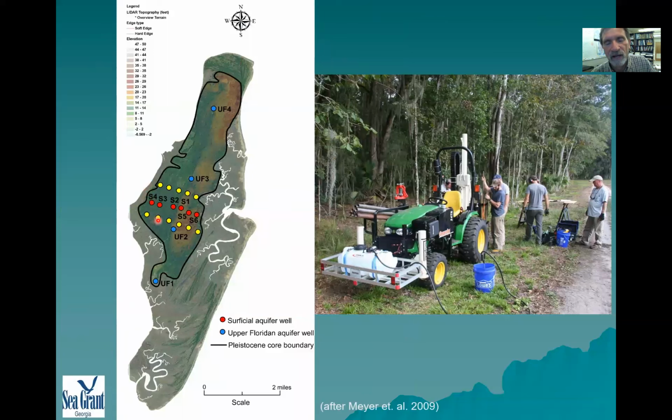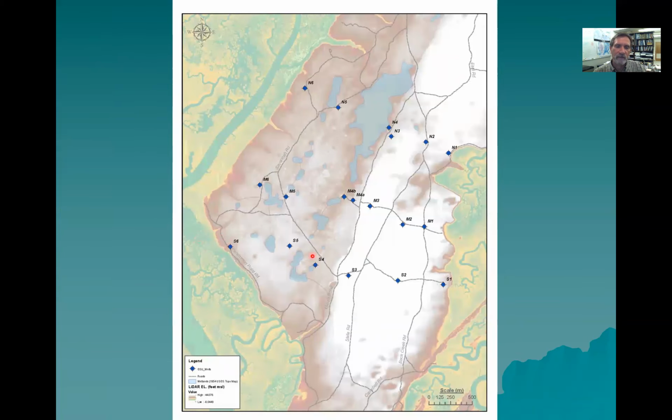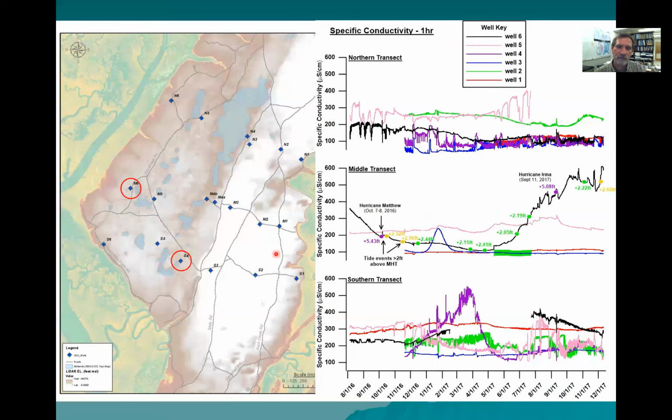To test this hypothesis, in 2018 we installed 2 additional traverses with a tractor-mounted geoprobe. There's our original traverse. Here's our 18-well network. There's the original well that showed the spikes in salinity. And here are our other 2 traverses: a northern traverse, a middle traverse, and a southern traverse.